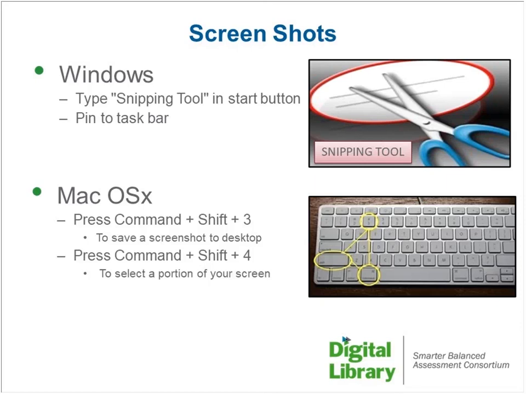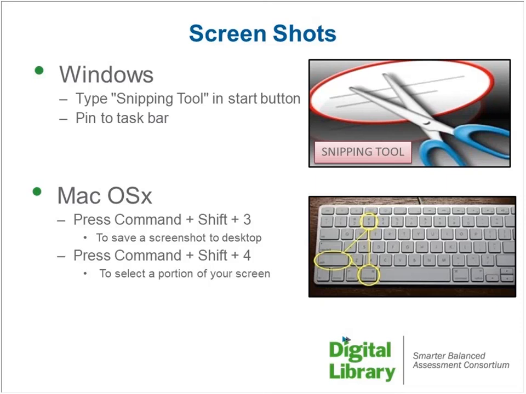I know the snipping tool for Windows behaves like a little application. So I think Amy had suggested pinning it to the taskbar so you can get to it quickly. Otherwise, to find it, you have to type in your search box, and it'll pop it up, and you can launch it from there too.